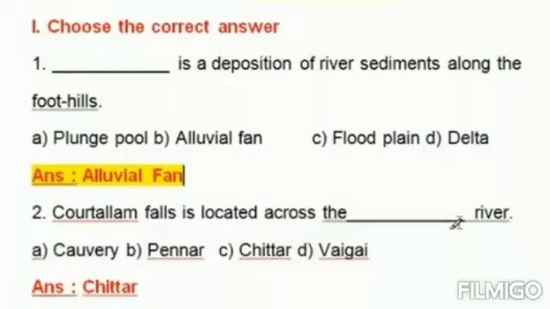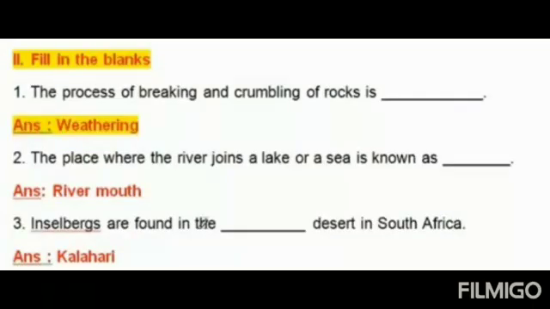Choose the correct answer. Dash is a deposition of river sediments along the foothills. Answer: alluvial fan. The Kutralam Falls is located across the Dash River: Chittar River. Fill in the blanks. The process of breaking and crumbling of rocks is Dash weathering. The place where the river joins a lake or sea is known as river mouth.